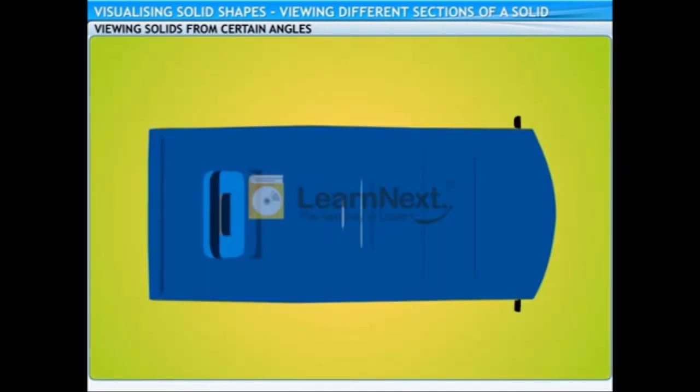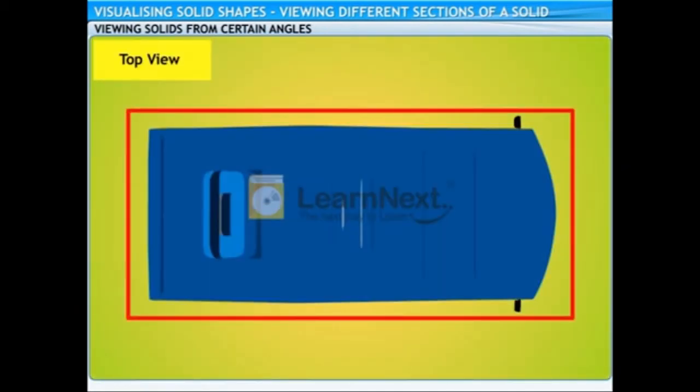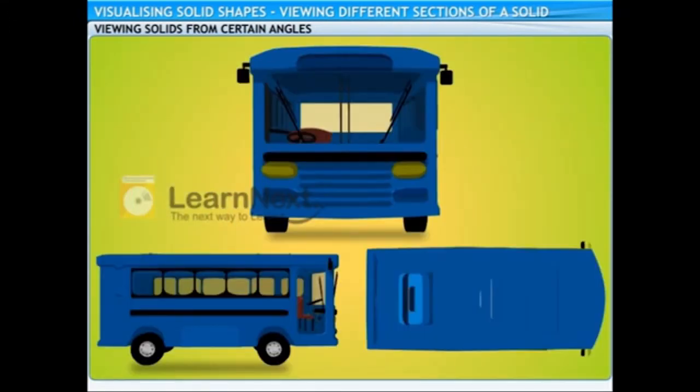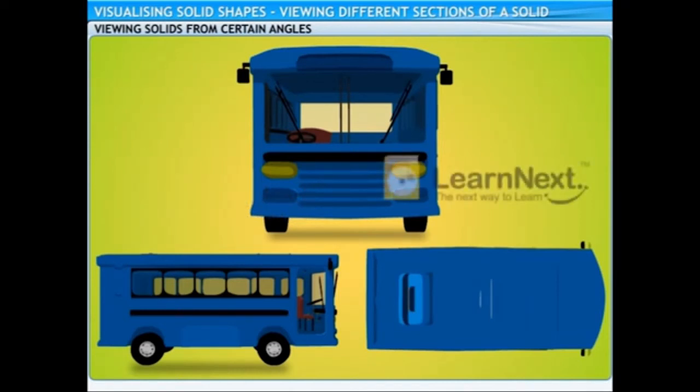Now again, look at the bus from the top. This time, you will be able to see the top portion of the bus, which is a simple rectangle. The front, the side, and the top views are the three most common views of a solid object.